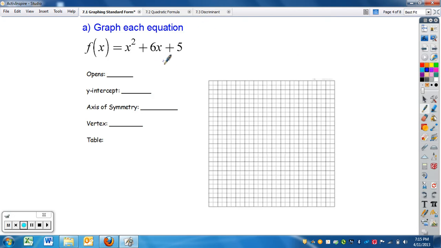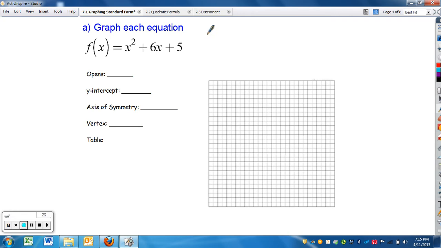Alright, so let's do our first example of graphing this equation. If you're not used to it, let's write out what our A, B, and C is. A is 1, A is always next to x squared, B is 6, C is 5. Looking at this, since A is 1, I know it's going to open up. I can find my y-intercept. It's always 0, C, so in this case my y-intercept is 0, 5.